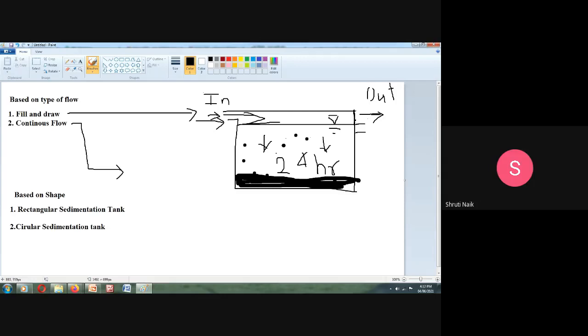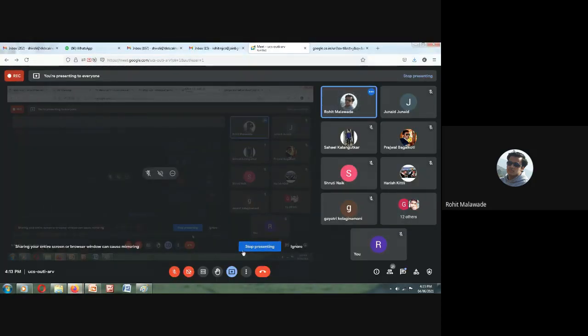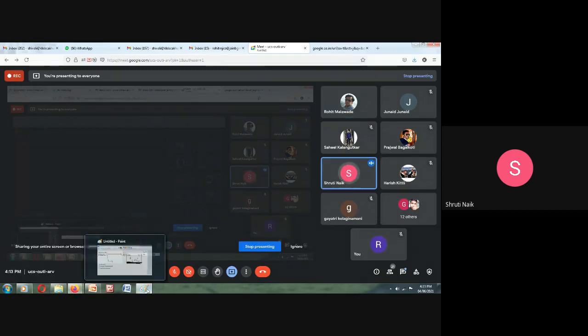It is going to get settled down at the top. Now, what will remain over here? Clean water will be remaining. Now, what we will do? If the clean water is going to remain over there, we need to transfer that clean water to another container.